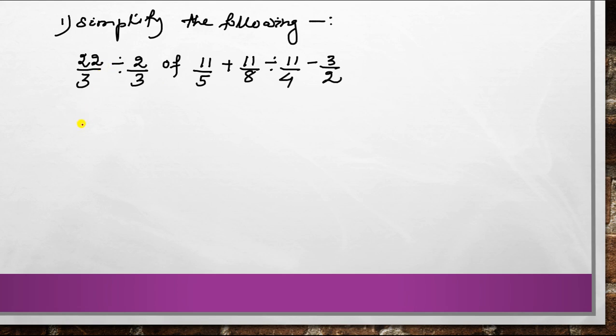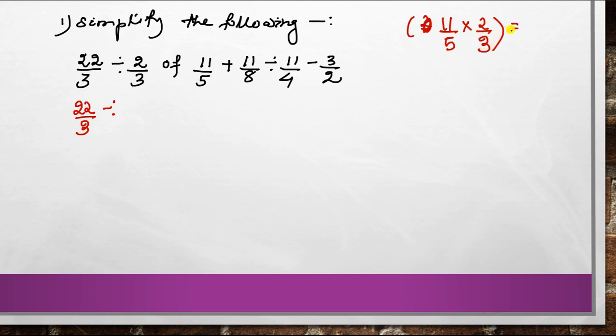Here we have been given 22 by 3, so we'll write here 22 by 3 as it is. Here we'll put the division sign. But here remember there is given 2 by 3 of 11 by 5. Let us do it right now. I will just solve here on the right side. 2 by 3 of 11 by 5 is given here. So if we are given this fraction, we will just interchange the places. 2 by 3 of 11 by 5 gives us 11 by 5 into 2 by 3.